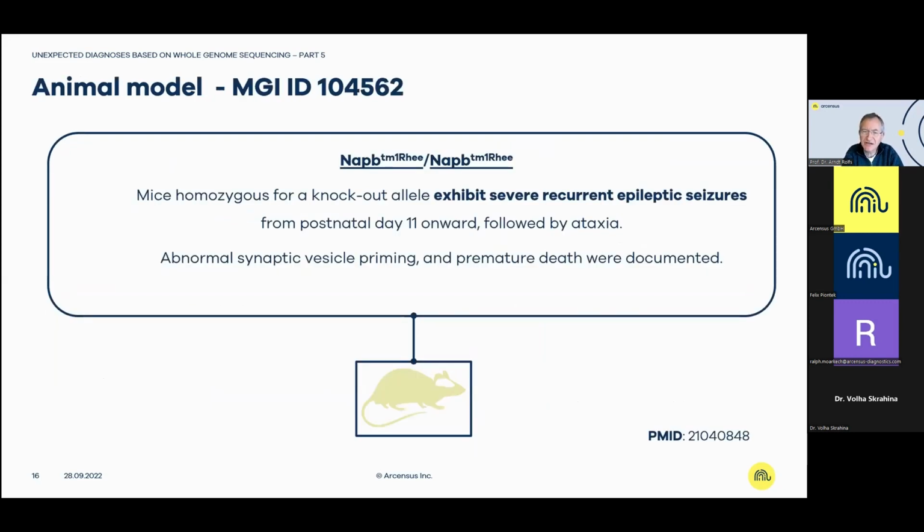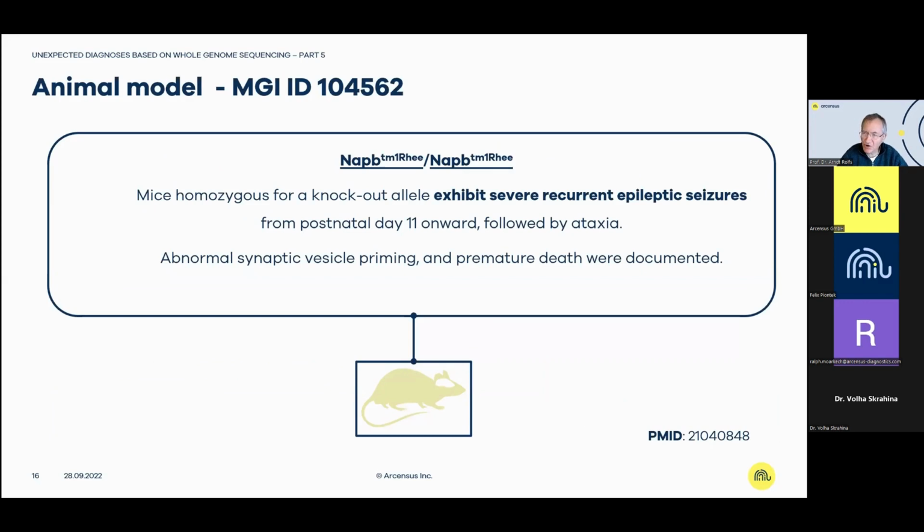Sometimes you are lucky and you see that there is also a transgenic animal model existing. So in this case, mice being homozygous for a knockout allele exhibit severe recurrent epileptic seizures. And you remember, our patient is also suffering from epilepsy. And in the mice, it's even followed by ataxia, which has also been described in our patients.